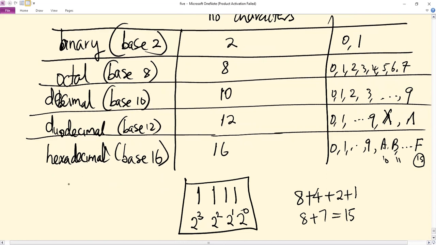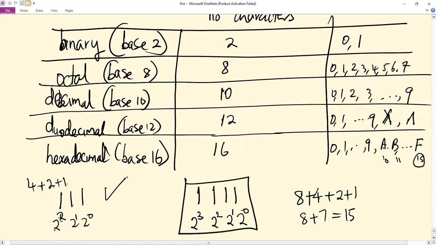Similarly, for octal, if you have 1, 1, 1, then 2 power 2 is 4, 2 power 1 is 2, 2 power 0 is 1. So 4 plus 2 plus 1 is 7. And the largest digit in octal representation is 7. So that's why each octal digit can be represented by 3 bits.